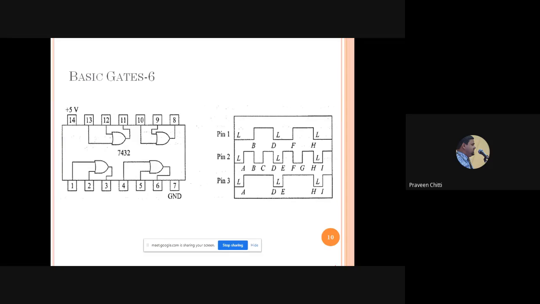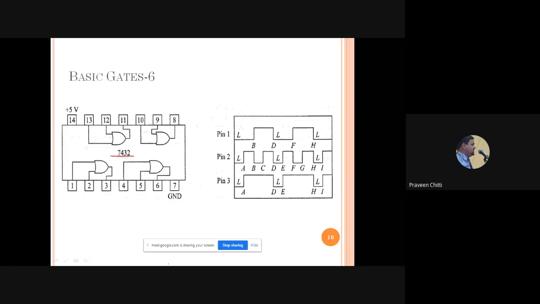So this is also self-explanatory. What is the IC number? You have to remember, for the 2 input OR gate, the IC number is 7432. So how many gates is it having? 4. Why is it having only 4 gates?